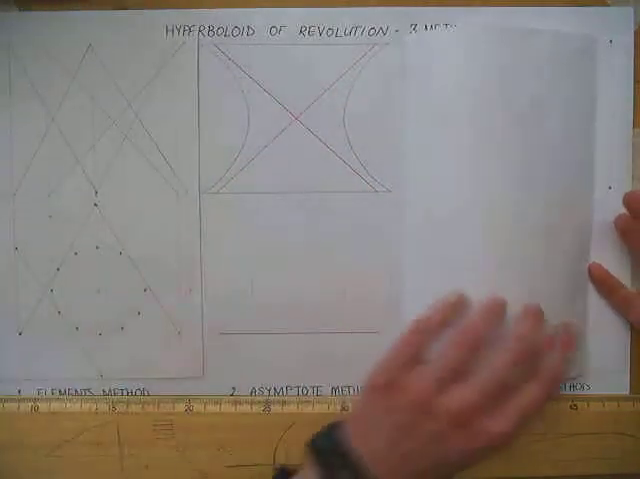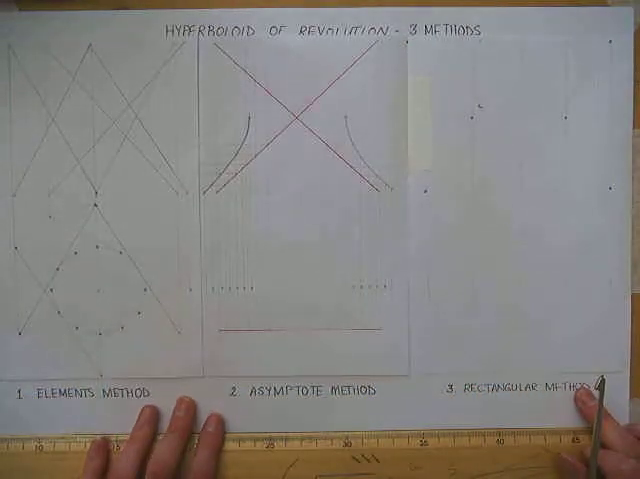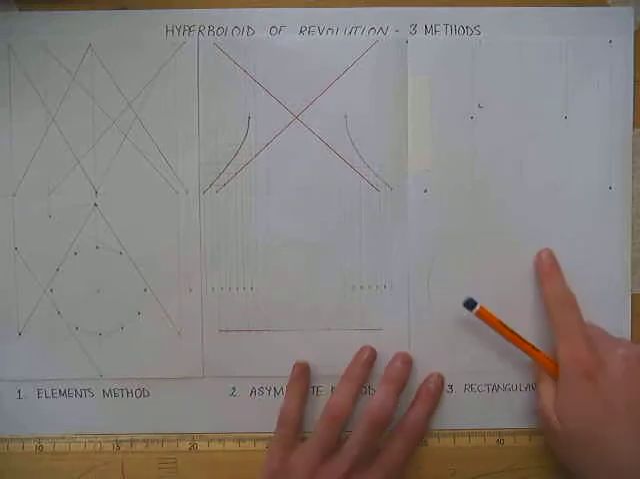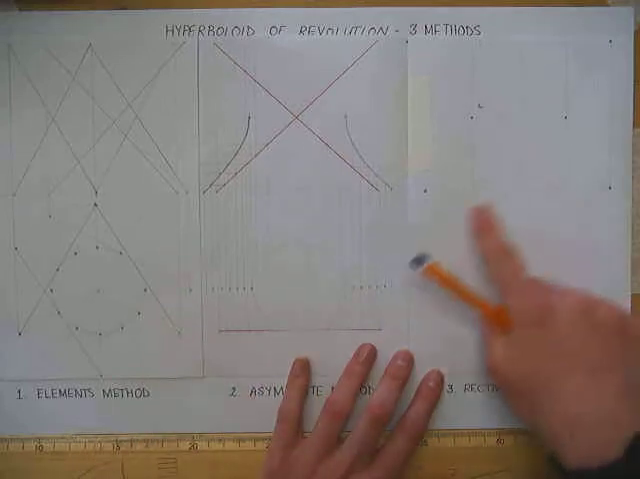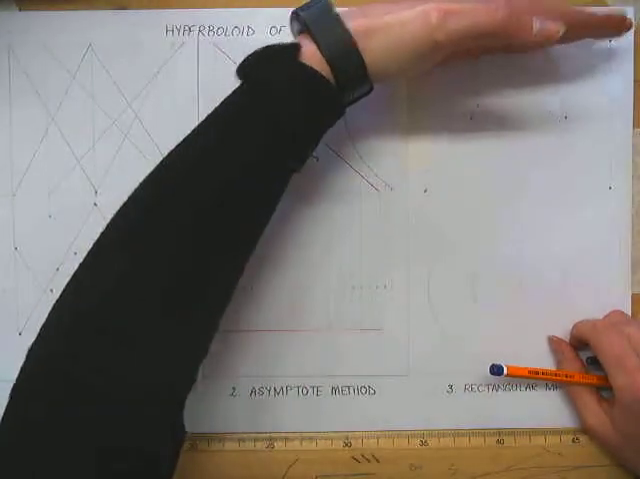The final method we're going to study is the rectangular method, and this is bringing you back to when you studied junior cert graphics and you were doing parabolas, where you were drawing the shape in a rectangle. To start off, you need again your throat circle, your base circle, your ground line and your height line.